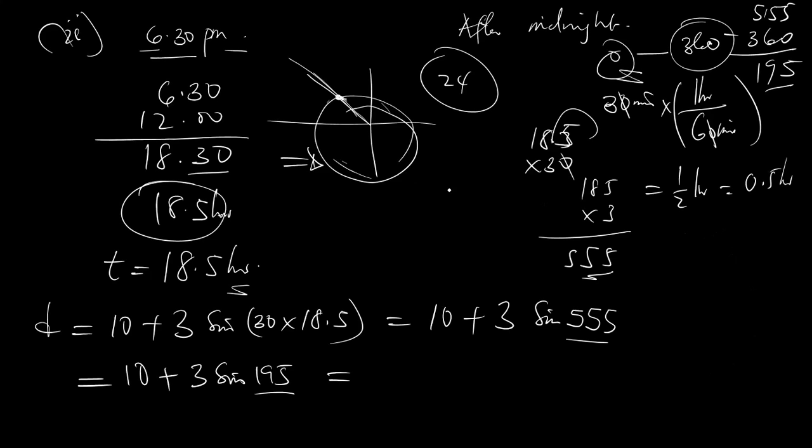And sine 195, when you look at the quadrant again, 195 is more than 180 but less than 270, so it falls on the third quadrant. On the third quadrant, this is the reference angle, you have 180 plus theta. Now, what is the angle that you add to 180 to give you 195? It is 15.